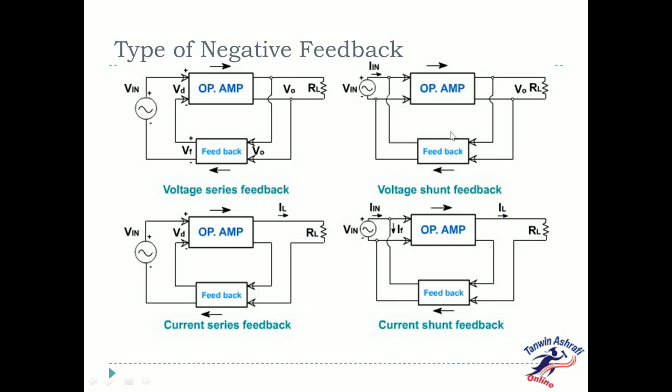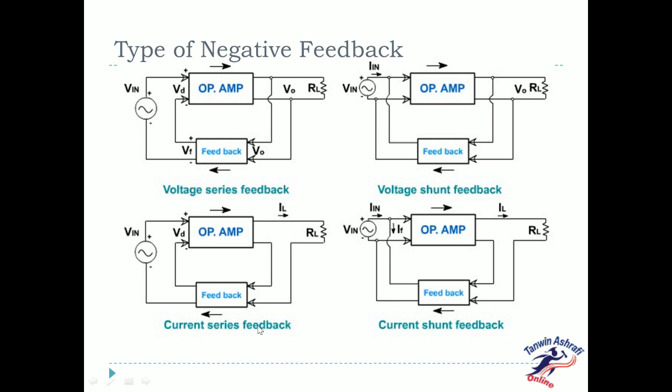Types of negative feedback. Voltage series feedback, where the fed back signal is derived from the output voltage and is fed in series with the input signal. Voltage shunt feedback. Here, the fed back signal is derived from the output voltage and is fed in parallel, that is shunt, with the input signal.